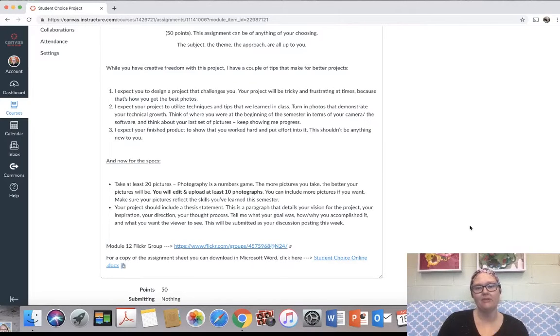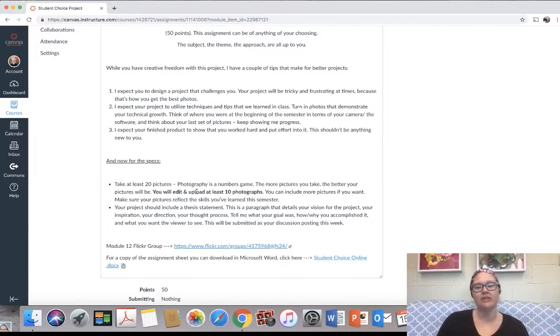You edit and upload 10 photographs, and you can see that under the specs. You can always include more pictures if you want. If you upload like 50, I might not look through all 50. But if you do say, oh man, 10 isn't cutting it, I really have 20 great pictures, then upload 20. 10 is the minimum for this particular assignment.